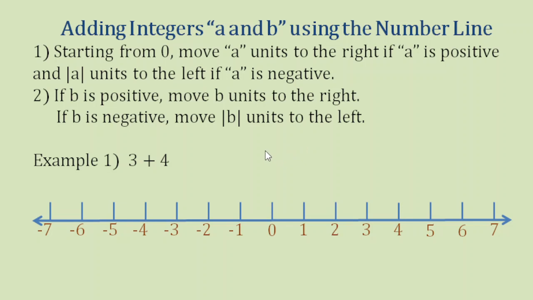Now let's do example number 1. Let's take note that the two integers are a and b, meaning to say the first integer is a and the second integer is b. Let's start from 0. Move 3 units to the right because that's 3, and then plus 4, move 4 units to the right. So we stop at 7, so the answer is 7.